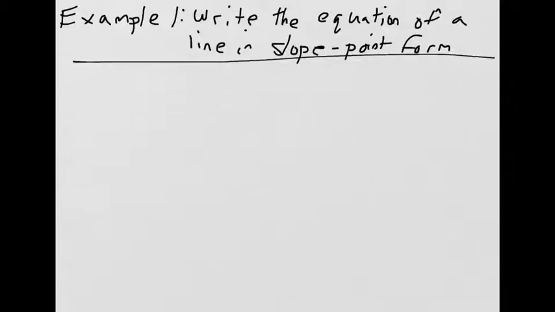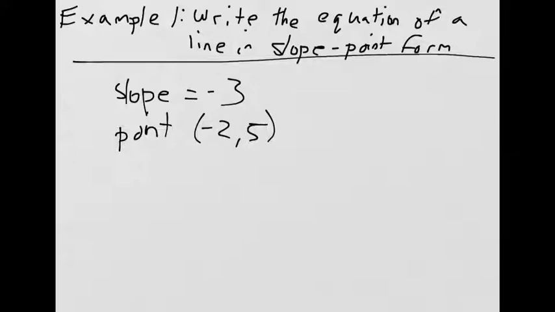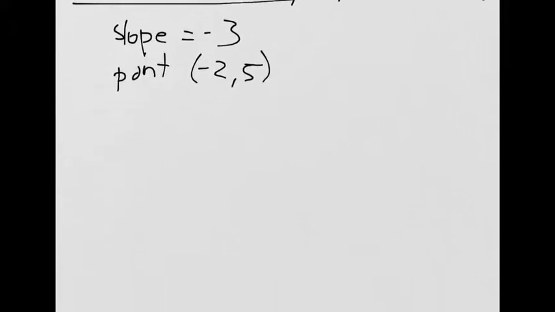We're going to write an equation in slope point form using the slope, which in this problem is -3, and a point, -2, 5. Okay, so again, slope point form would look like this: y minus y1 equals m times x minus x1.